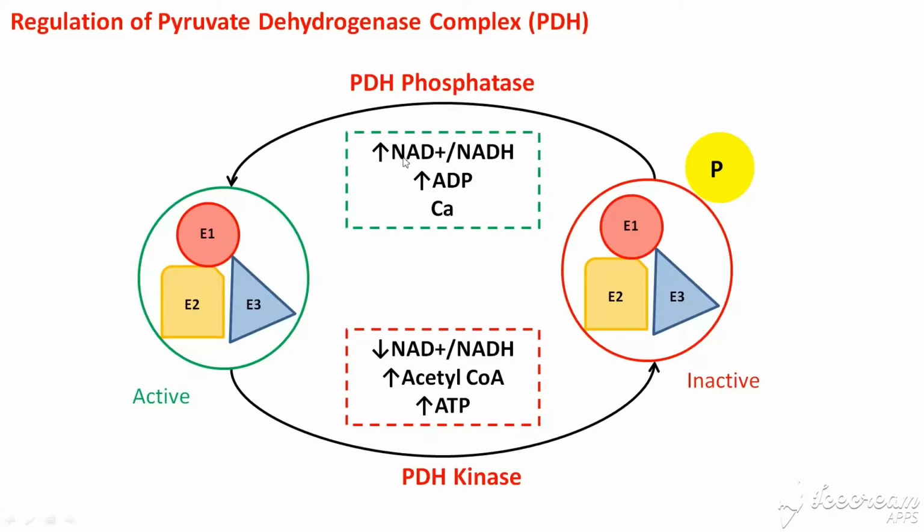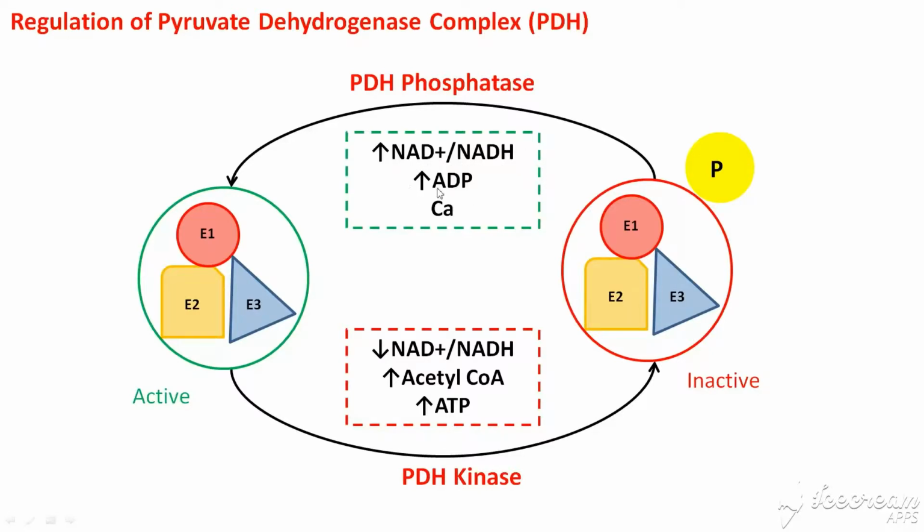Okay, so what are the molecules inside the cell that affect the phosphorylation or dephosphorylation of the pyruvate dehydrogenase complex, and how does that affect its activity? Well, the first thing is that if there's an elevated ratio of NAD+ to NADH, it's going to lead to activation of the pyruvate dehydrogenase complex. Why? Because when you activate it, you're going to activate the TCA cycle and produce more NADH. So basically here, what you're telling the cell is that we need more NADH.